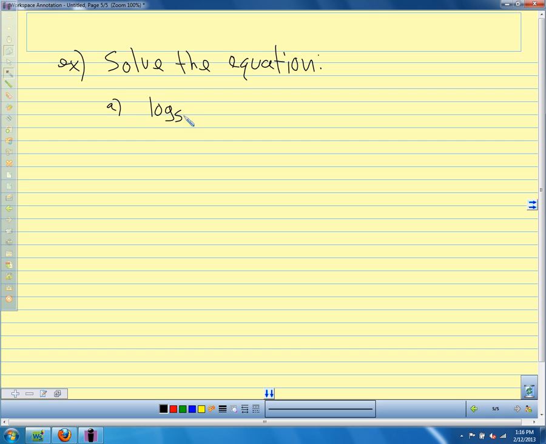So for this one we have log base 5 of x equals log base 5 of 8. What do the properties of logarithms tell us here that x has to equal? X has to equal 8. We have the same base, our logarithms are the same, so x equals 8.